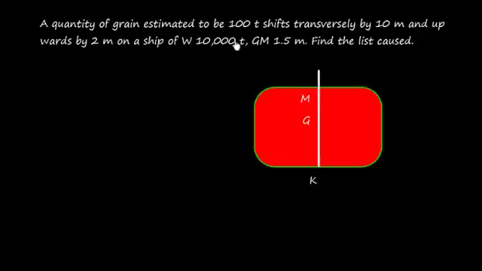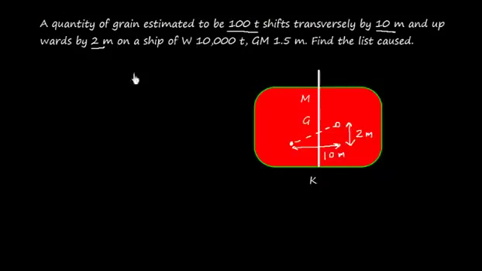A quantity of grain estimated to be 100 ton shifts transversely by 10 meter and upward by 2 meter. So the grain shifts from this position to this position, say in this direction. So the transverse distance is 10 meter and upward distance is 2 meter.